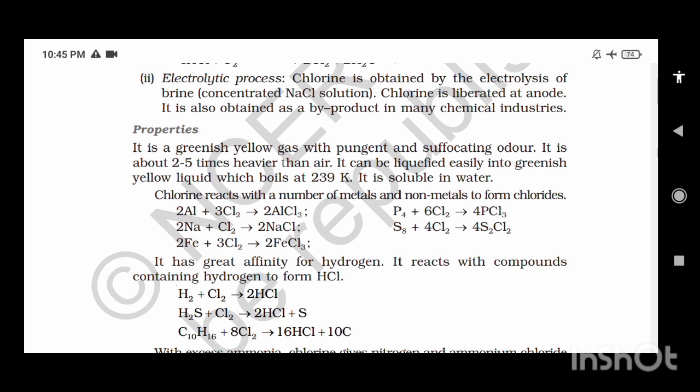Properties. It is a greenish yellow gas with a pungent and suffocating odor. It is about 2.5 times heavier than air.